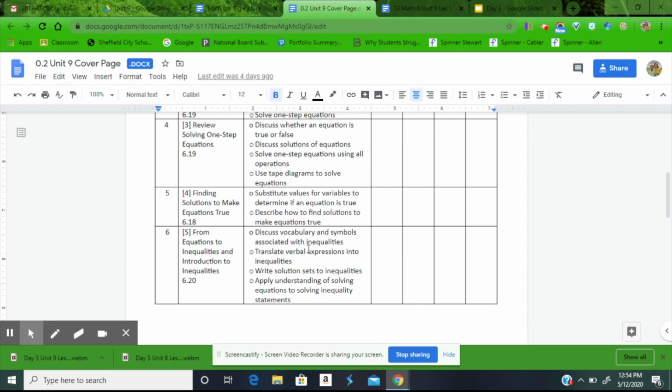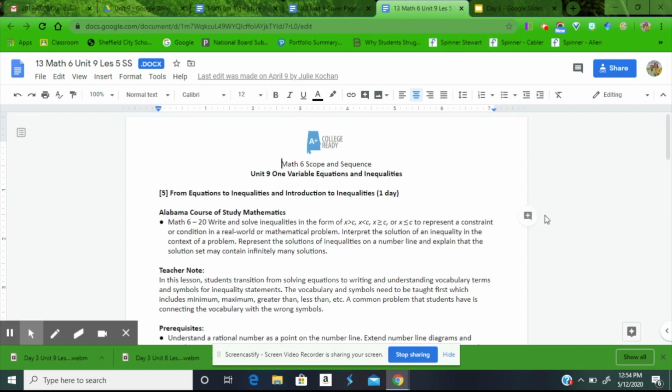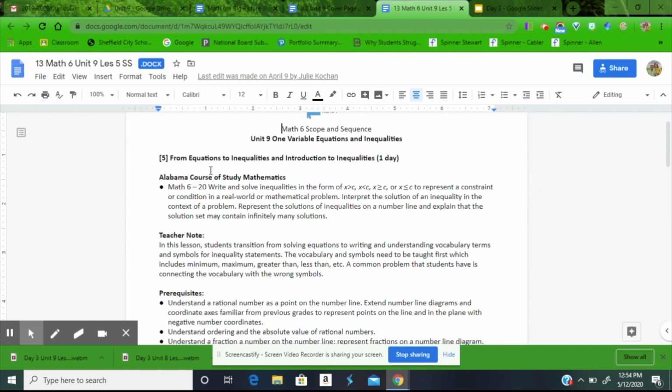I can discuss vocabulary and symbols associated with inequalities. I can translate verbal expressions into inequalities. I can write solution sets to inequalities, and I can apply understanding of solving equations to solving inequality statements. Looking now at our scope and sequence, you notice that Lesson 5 lasts just one day.